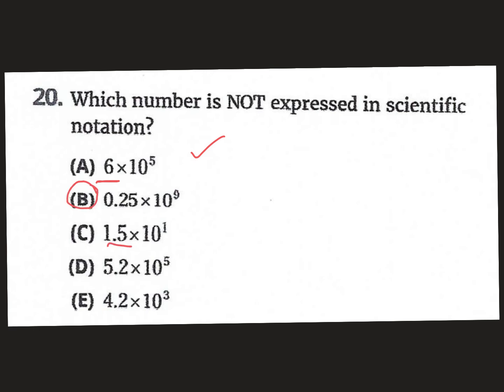And 1.5 is between 1 and 10. So the answer is not C. 5.2 is between 1 and 10. So that is written properly. 4.2 is between 1 and 10. So the answer is B because it is not. This number is not between 1 and 10. So that is not expressed in scientific notation.